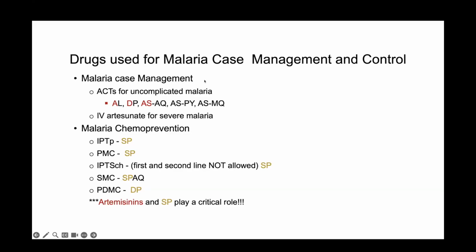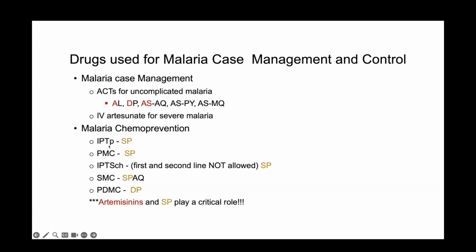Like I said earlier, for case management, we have the artemisinin combination therapies that we refer to as ACTs. In this group, I think we have around five combinations. The key ones are artemether-lumefantrine, a combination of artemether and lumefantrine, then dihydroartemisinin-piperaquine, artesunate-amodiaquine, artesunate-pyronaridine, and then artesunate-mefloquine. And then, of course, I just talked about the IV artesunate for severe malaria.